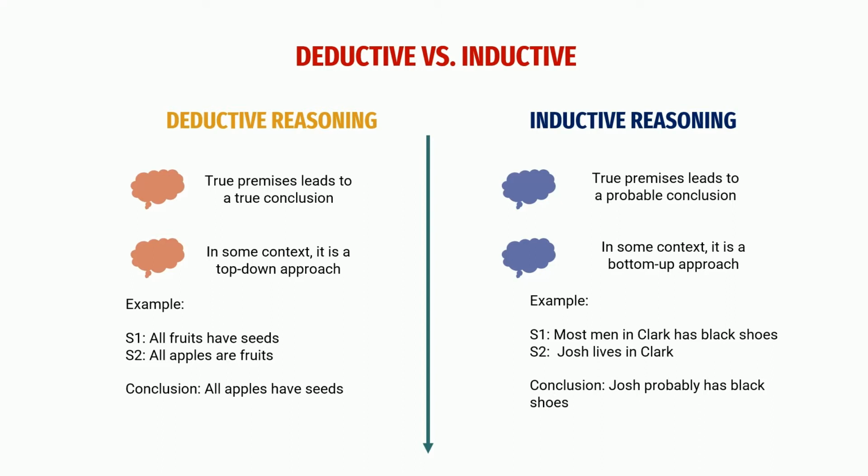Let's move on to inductive reasoning. Unlike deductive, this reasoning has true premises that lead to a probable conclusion, and in some contexts, it uses a bottom-up approach. Here is an example. First statement: Most men in Clark have black shoes. Second statement: Josh lives in Clark. Conclusion: Josh probably has black shoes.